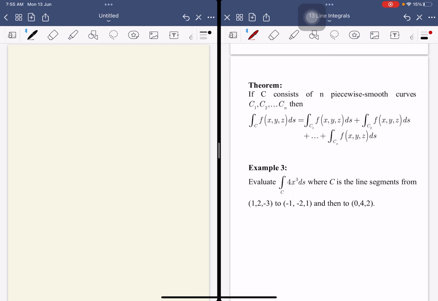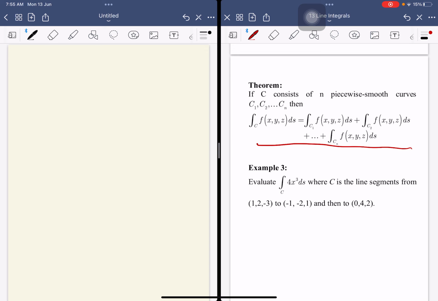The line integral for the piecewise curve is going to be the sum of the integrals over each curve. It's similar to what we practiced in the previous videos. We solve the line integral for each curve, and then we get the sum of each integral involved for that piecewise smooth curve.